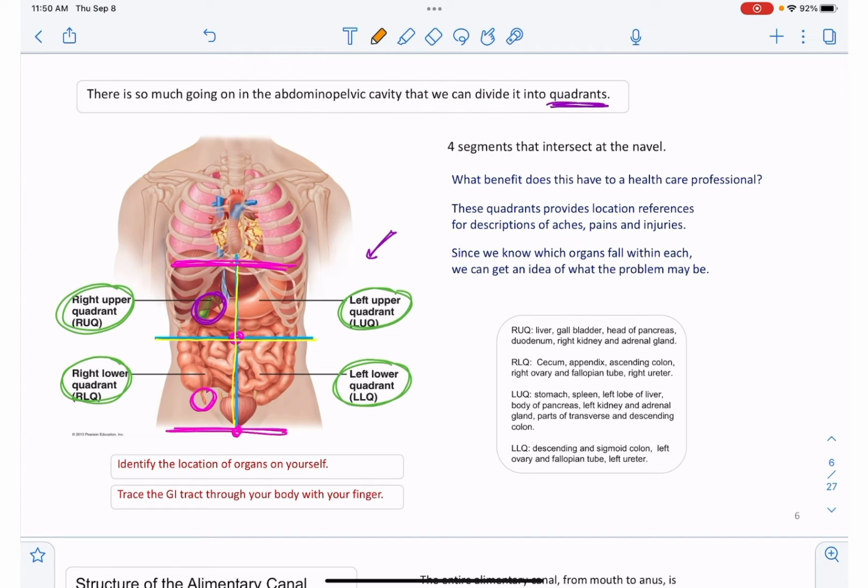Up here in the upper left quadrant, there's a large portion of the stomach that's up there. And then, down in the left lower quadrant, we have some different parts of the colon. We have the descending colon and also the sigmoid colon, among others.